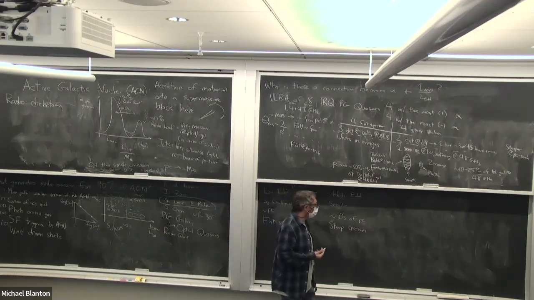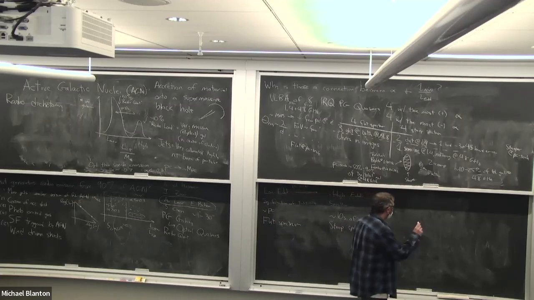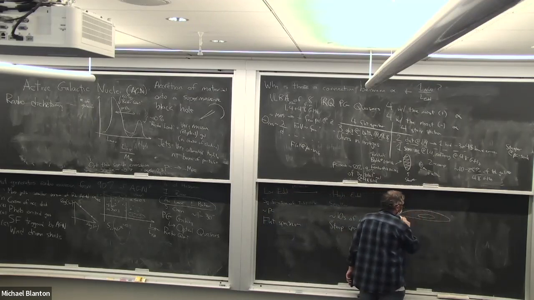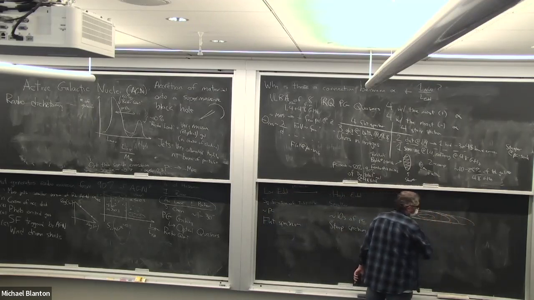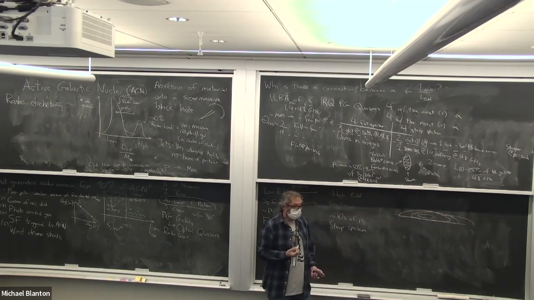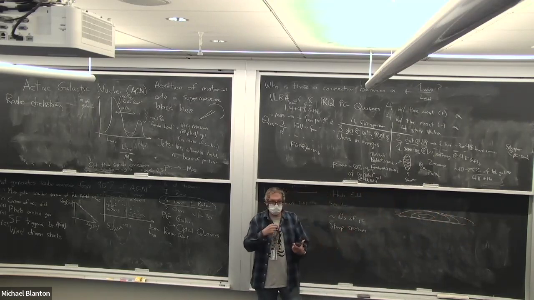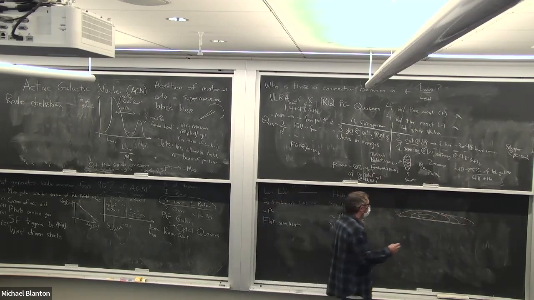So what do we think is going on? We have a black hole, and we have a disk of material around the black hole. You have a disk, it's hot, it's ionized, it's moving around, you're going to generate a magnetic field, you're going to have a corona.